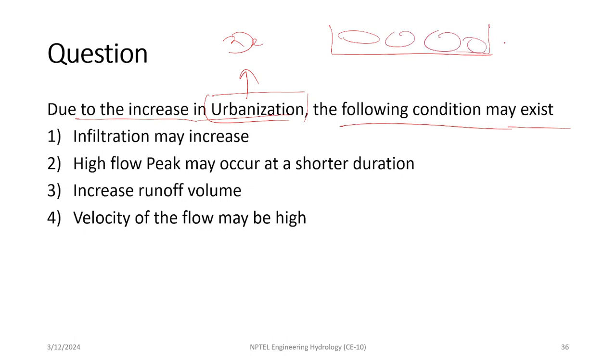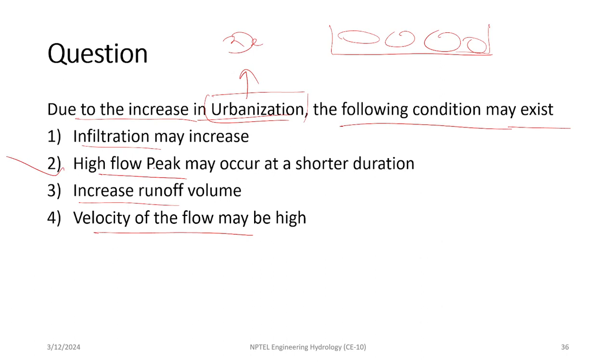Because of more construction you will be observing more runoff; runoff will increase. So what could be the possible condition which may exist here? One is saying that infiltration may increase, then another one is high flow peak may occur at a shorter duration, then increased runoff volume, then velocity of the flow may be high. So, Ashish is saying that second and third are there.